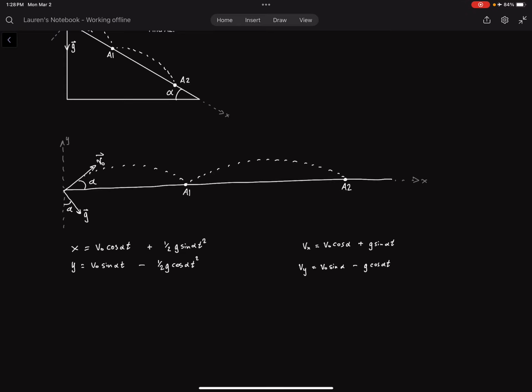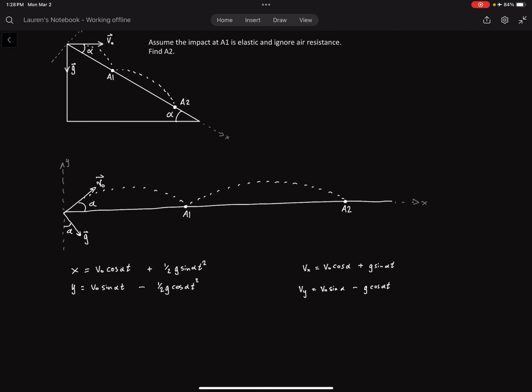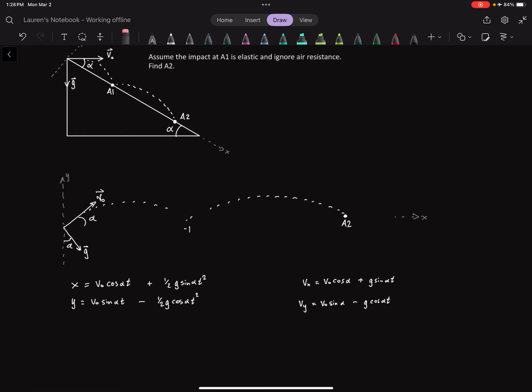And now what ultimately the problem wants to know is the distance to A2. But we can see that we kind of have 2 projectile situations. We have the projection of the ball to A1, and then we have some sort of elastic situation that's going to happen here. Let me redraw that.